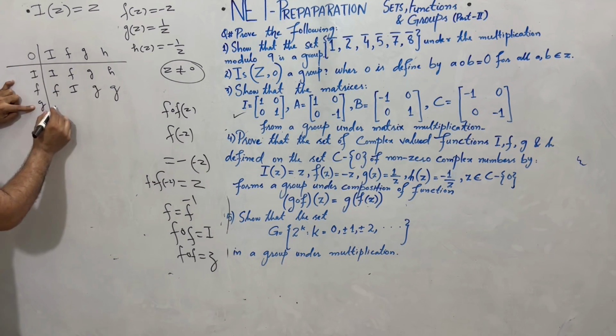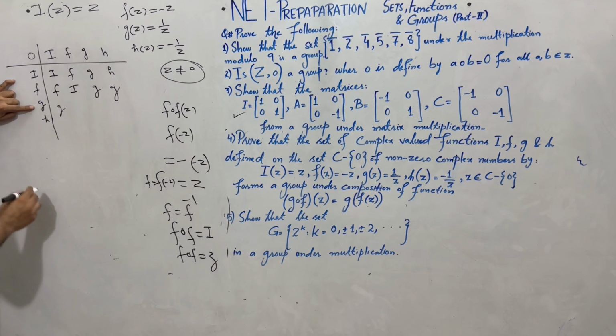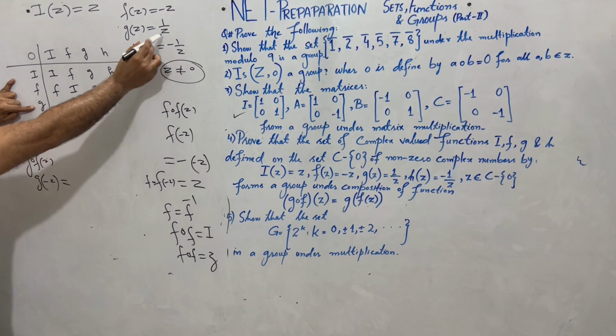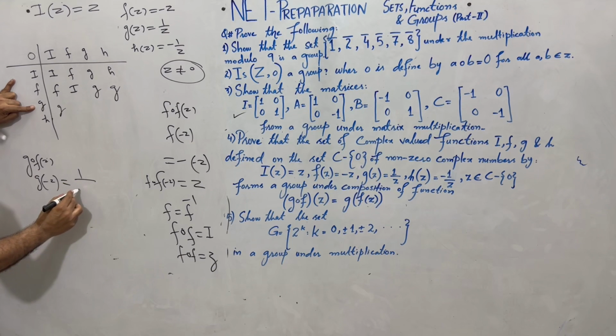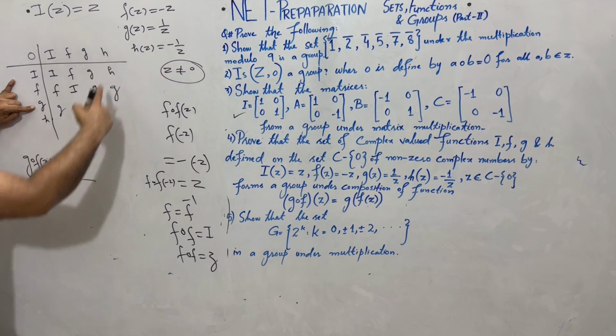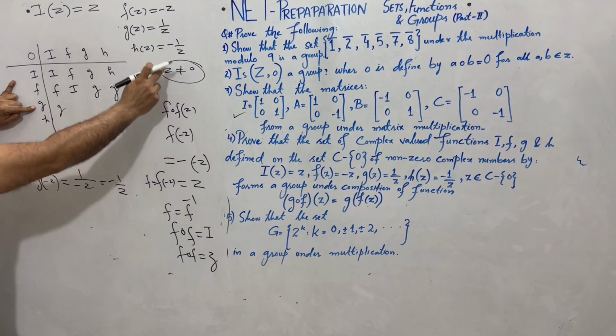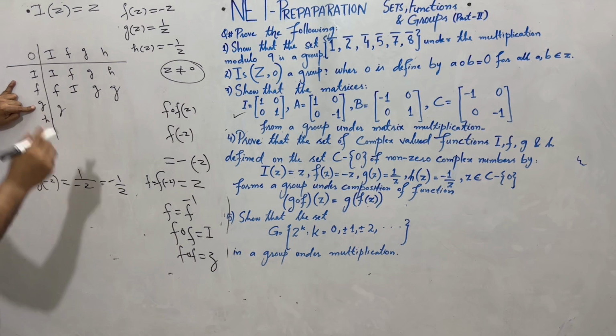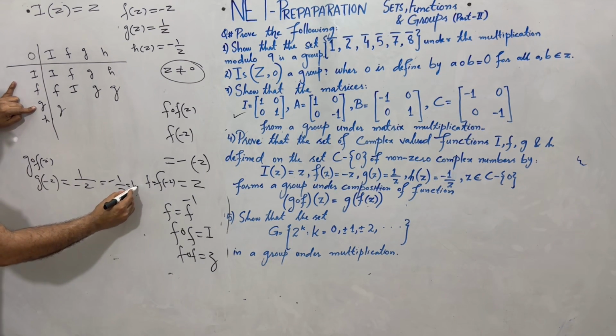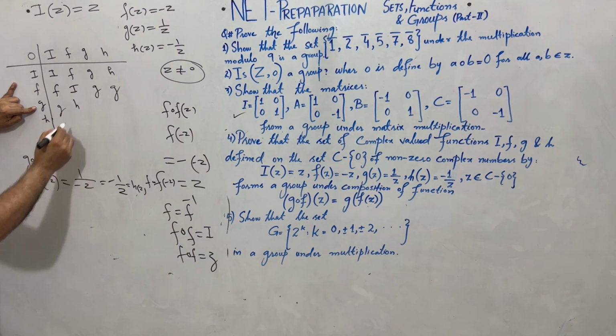What about G with F? F of Z is equal to minus Z, and G is defined as 1 over Z, so instead of Z we have to insert minus Z. It will become minus 1 over Z, which in return is equal to H of Z. So G times F is equal to H.